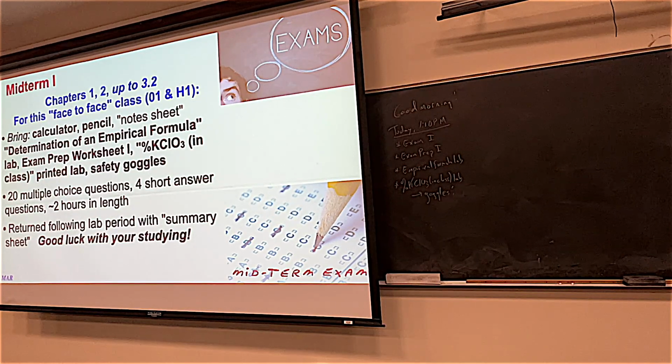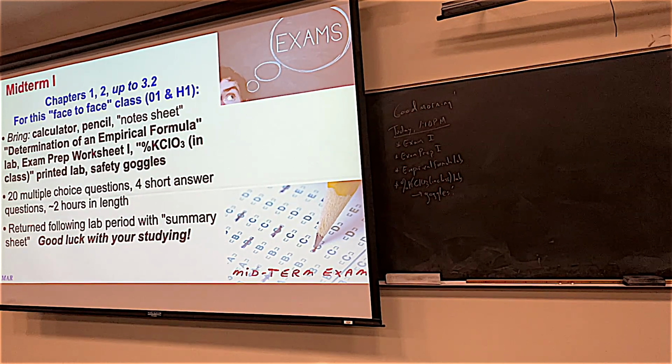When you come to class today, you'll turn in Exam Prep 1, which is a worksheet. It's right after problem set 3 in the companion, or you can get it online. The empirical formula lab from last week you'll turn in, and bring a printed copy of the percent potassium chlorate in-class lab. This is kind of a fun lab. Your safety goggles will be needed. We're going to burn some stuff pretty intently, see how much KClO3 is in it.